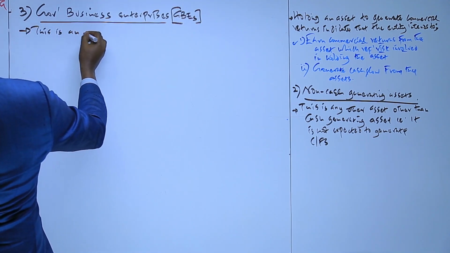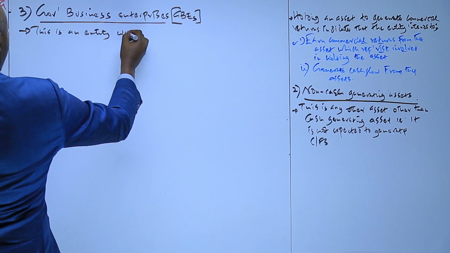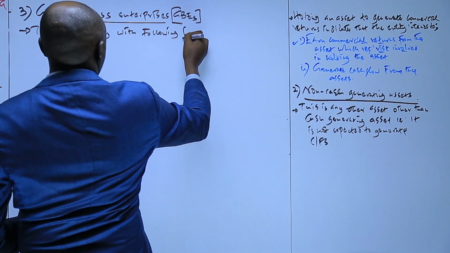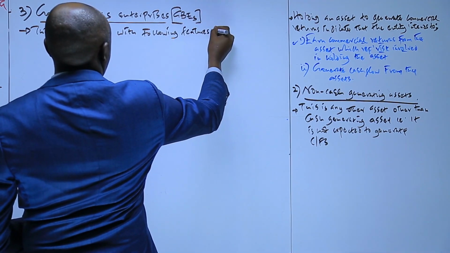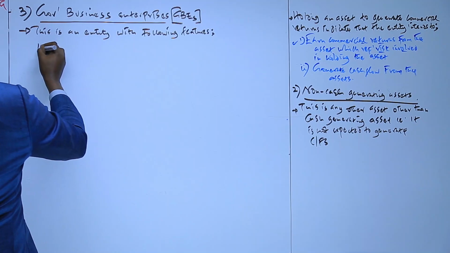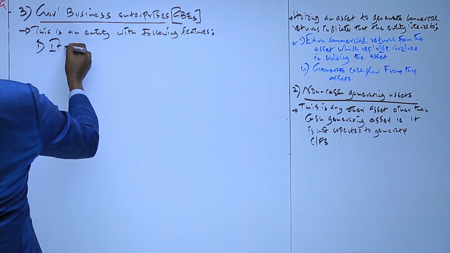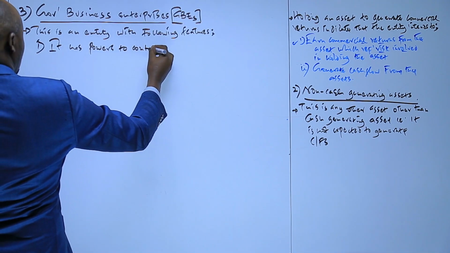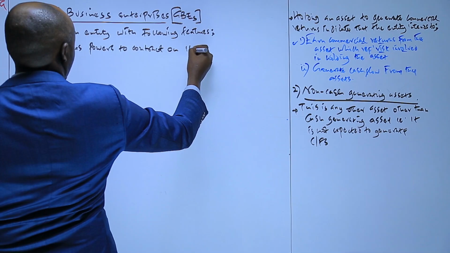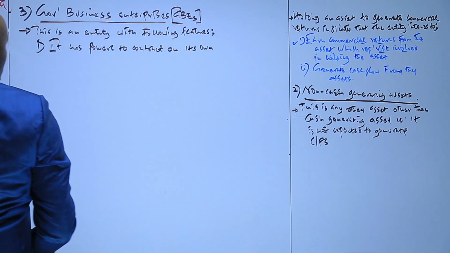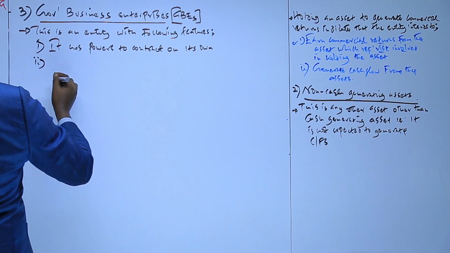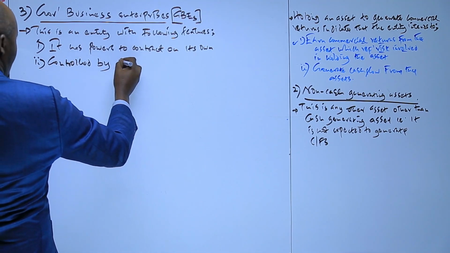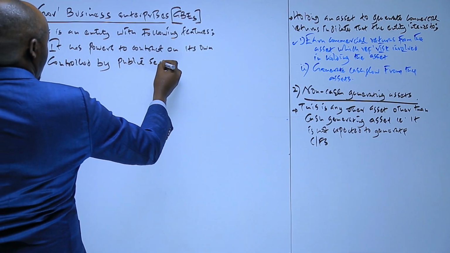So therefore, we can say this is an entity with the following characteristics, or features. Number 1, it has powers to contract on its own. Number 2, it is controlled by a public sector entity.